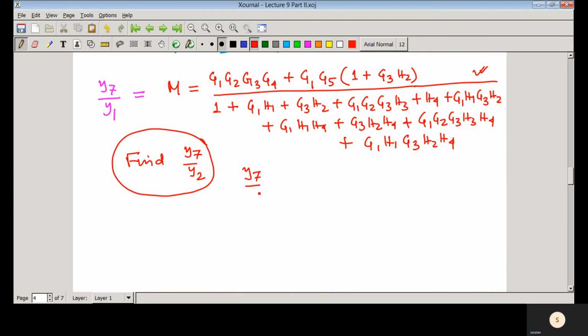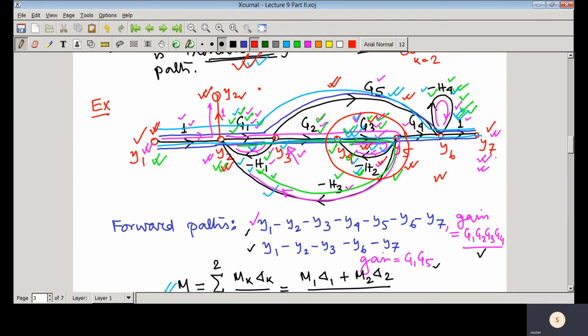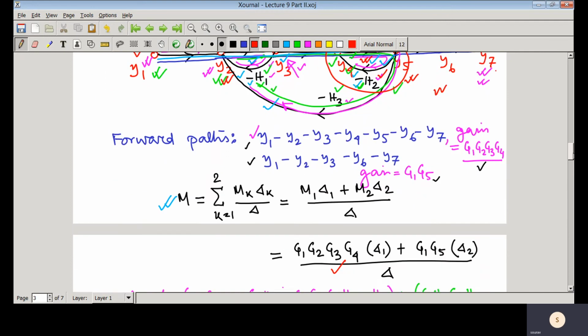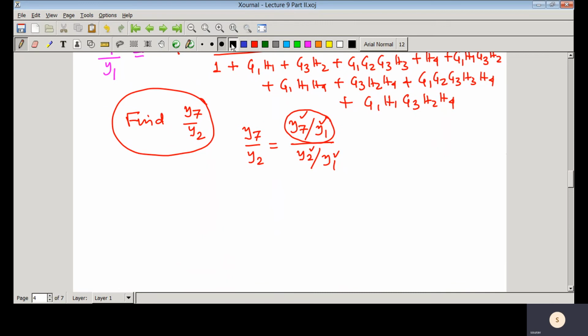y7 by y2 is nothing but y7 by y1, then again y2 by y1. So you can see that this is actually from input node to output node, and here again this is input to another output node, because you can make this y2 an output node, as I have done. So let us first find the transfer function from y1 to y2.